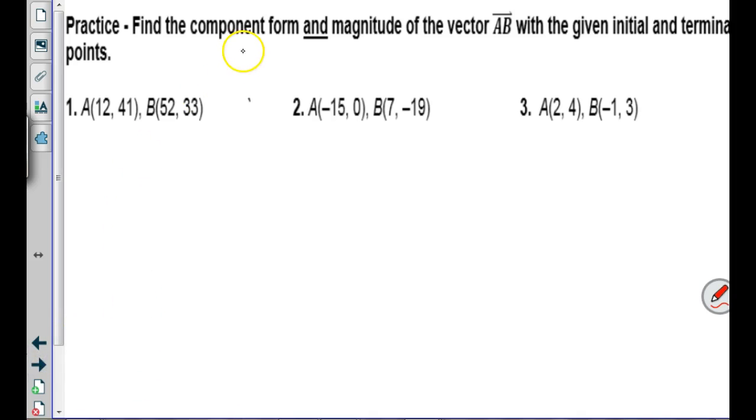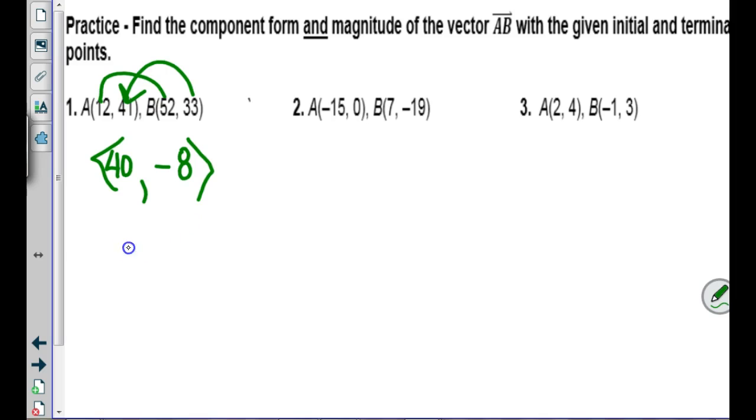So find the component form and the magnitude real quick. Do we need to do all three? I mean, it would be 52 minus 12 would be 40. And then 33 minus 41 would be, is that 8, guys? I think so, negative 8. And then we'd do the magnitude, which would be whatever that is. 40 squared plus 8 squared is 1664, or approximately. Okay, thank you.